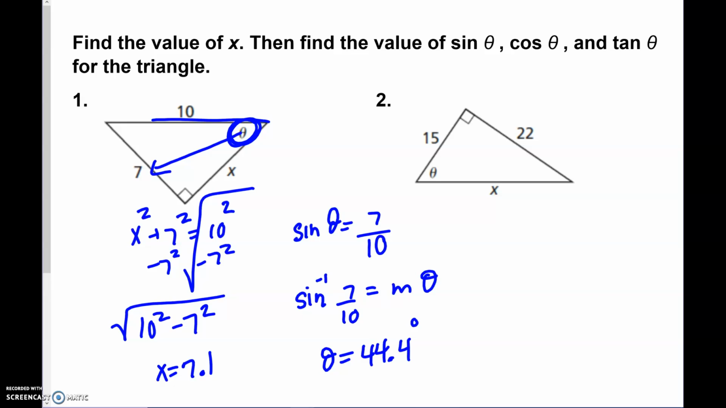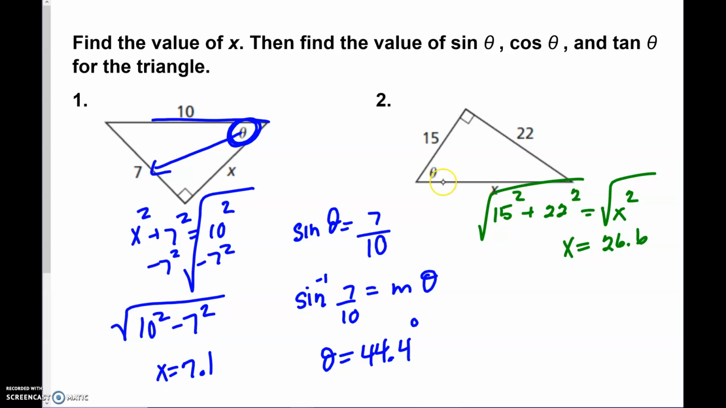All right, let's look at number 2. And again, if we're going to find x, we can use the Pythagorean theorem. So we can set up 15 squared plus 22 squared equals x squared. So we're going to square root both sides. When I do this one, 15 squared plus 22 squared and take the square root, I get x to be approximately 26.6.